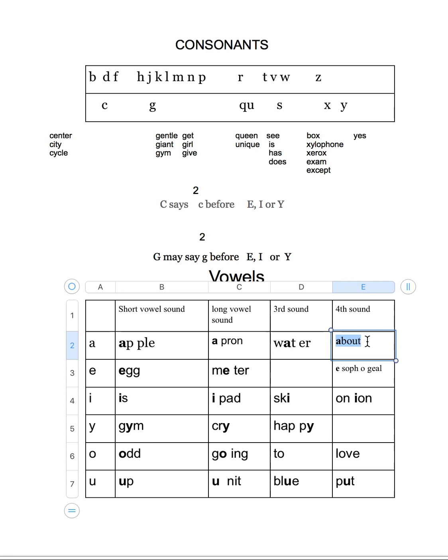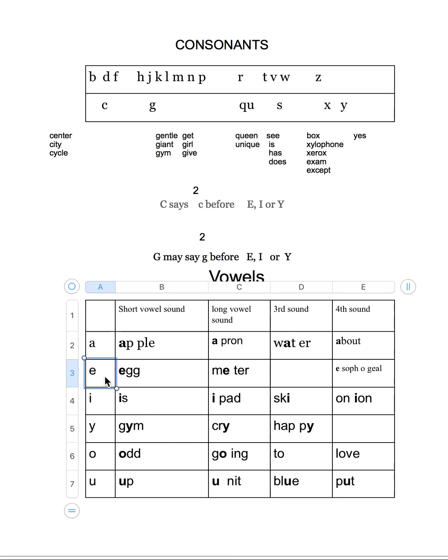The 4th vowel sound is about. About. It is the schwa sound, the short U sound, up. It is the unaccented syllable. When you're using English words, sometimes syllables are accented or stressed stronger than other syllables. About is the unstressed, or unaccented, syllable.